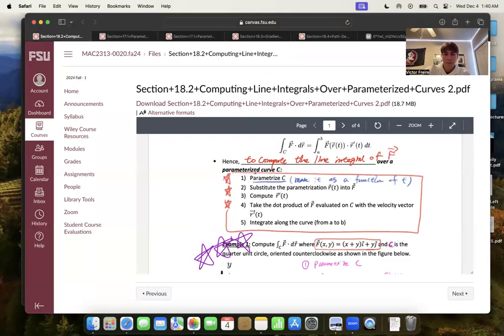Okay. So whenever we want to compute the line integral over a curve C, the first step is always going to be to parameterize C, right? And this essentially just means we want it to be the position vector. We want to get the curve C and make it a function of t, right? That's pretty much what this means.